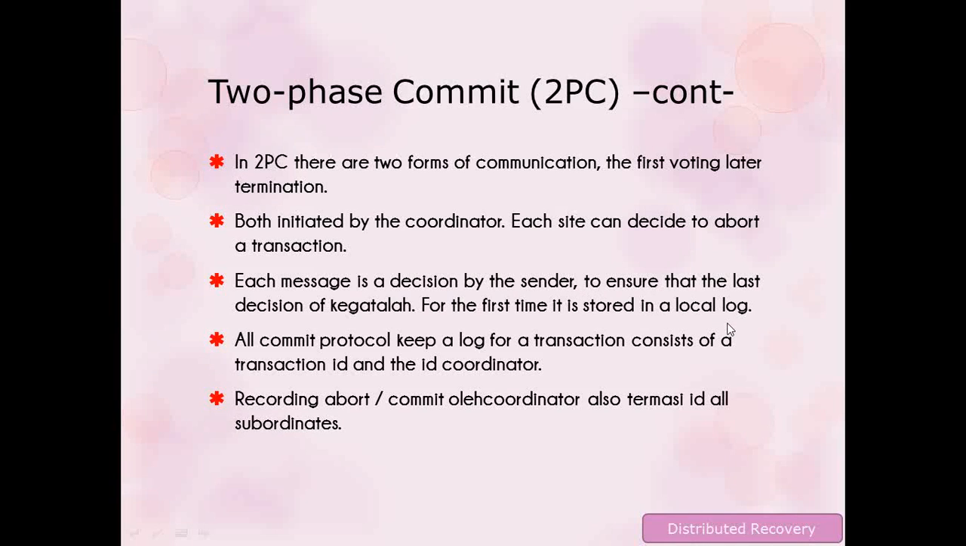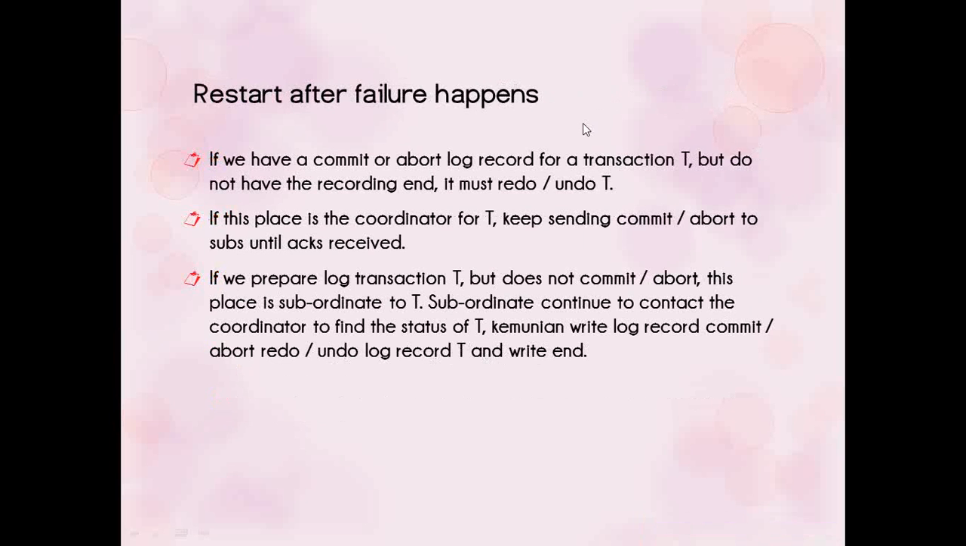So it is first written to the local log, and then sent to the coordinator. A commit protocol keeps a log for a transaction consisting of a transaction ID and the coordinator ID. Records of abort or commit by the coordinator also include the IDs of all subordinates. And if a failure happens, restart.